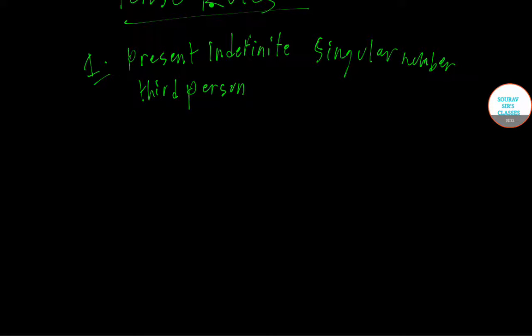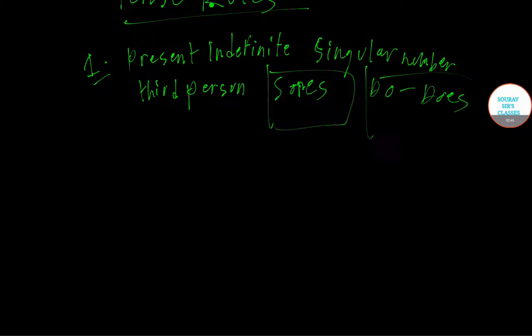So again, in case of present indefinite tenses, singular number, third person, we add an affix of s or es. I'll just give an example, do, does being the most popular example. So this is one rule you need to keep in mind.